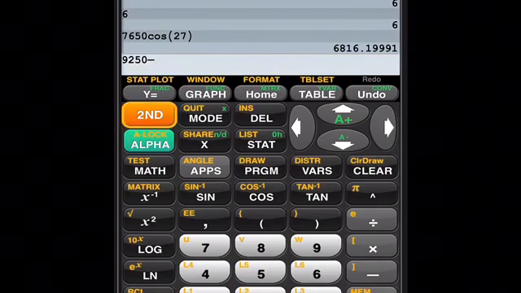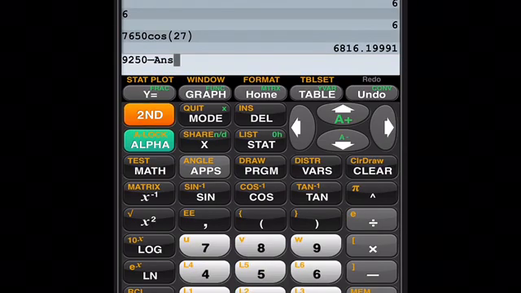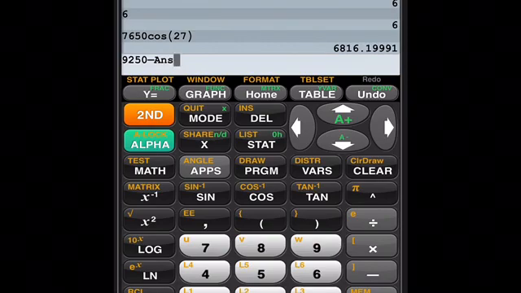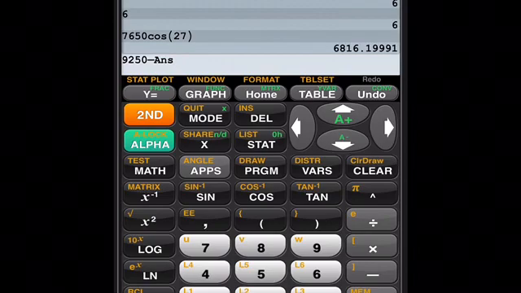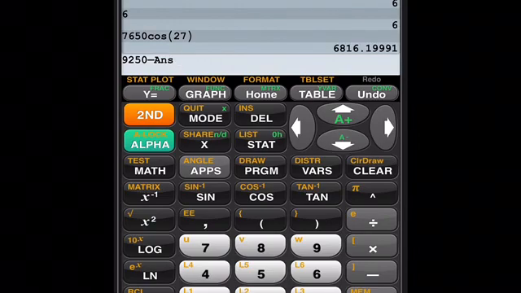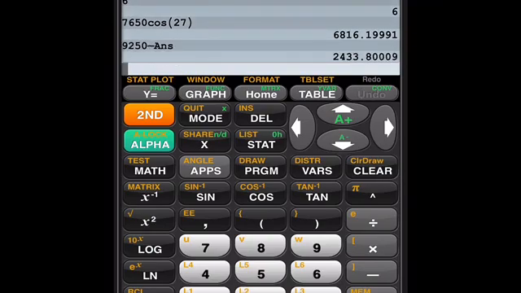So you're going to do second and then the negative sign, which is right to the left of the enter button. It's the second function of the negative button. So I'm going to go ahead and hit enter. Then I get that 2433 and so on. Now, I need to take the square root of this.